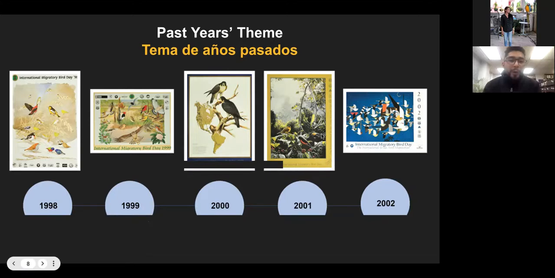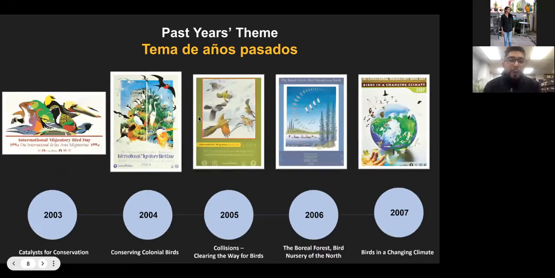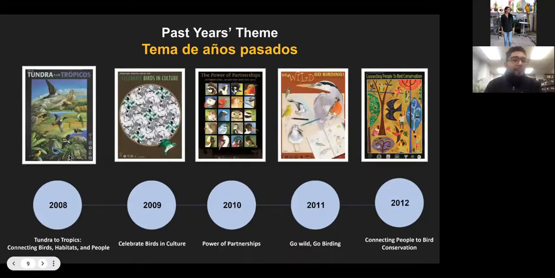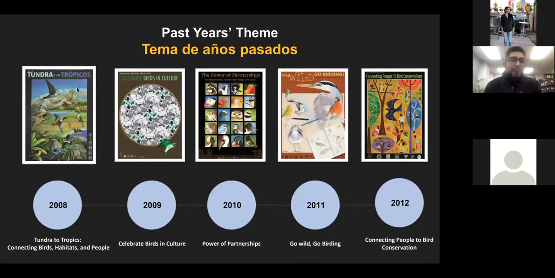For example, we also mentioned the importance of the ecosystems in North America and Canada, and we've also covered different themes like the changing world and the problems of climate change. Other themes have covered the problems that birds face from the north to the tropics. This was a conservation theme from previous years, and other themes have motivated international cooperation.